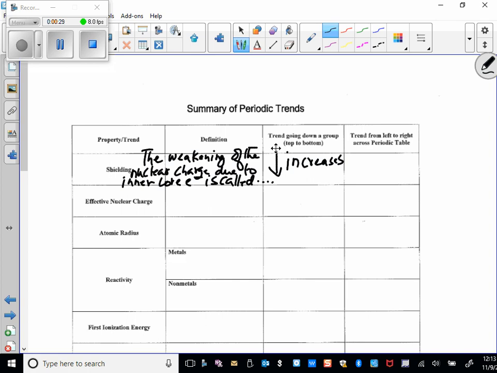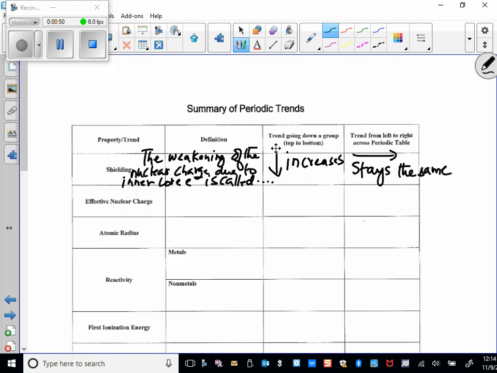Somebody else tell me, how does shielding effect change as we move across a period? Shielding doesn't change. Very good. Shielding doesn't change. It stays the same across a period.